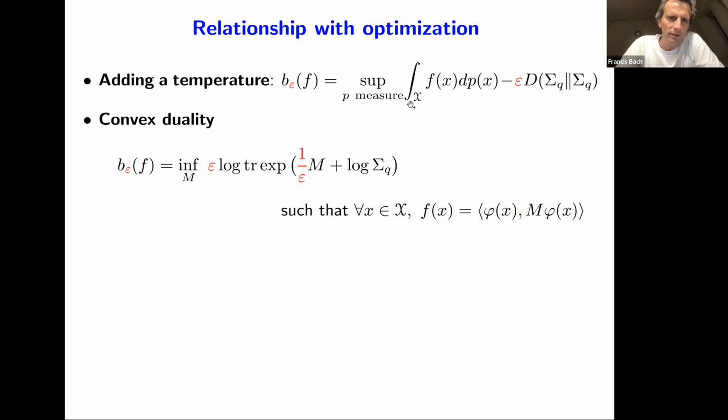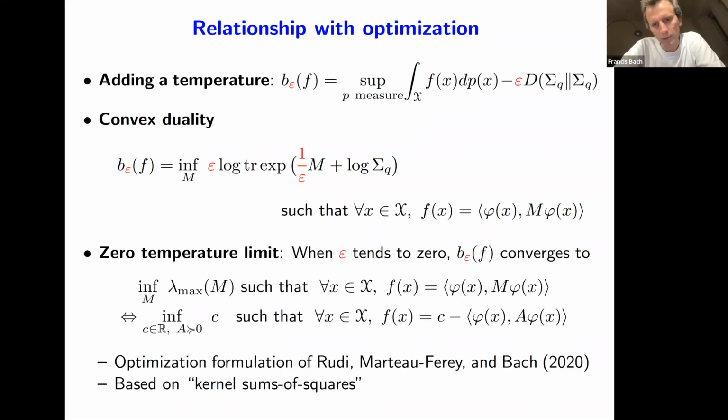And because you optimize over measures like integral over x, when you optimize over p, you end up with a constraint that your function f has to be equal to some quadratic form in the phi of x. And now if you let epsilon go to 0, the zero temperature limit, that log sum exp will tend to the max. And in this spectral context, you get the lambda max.